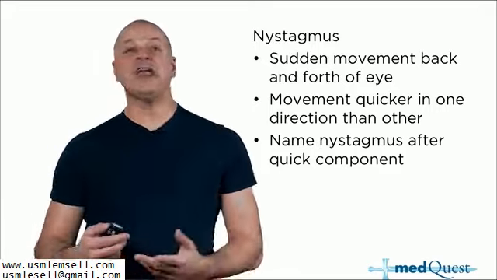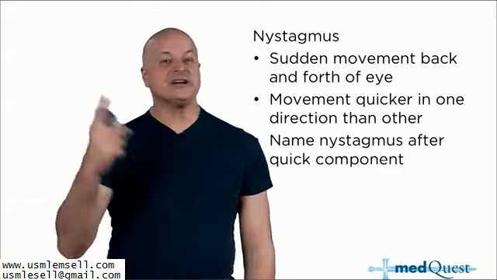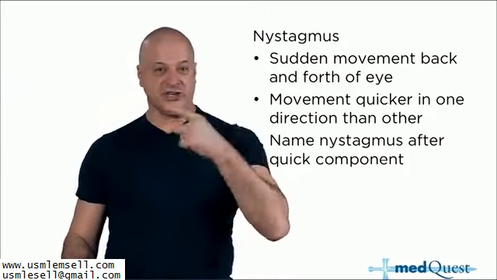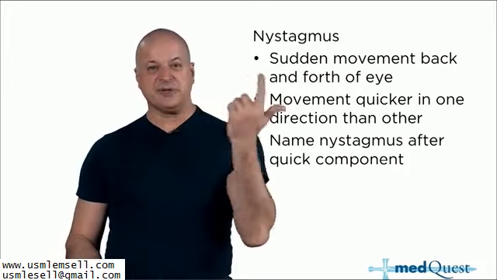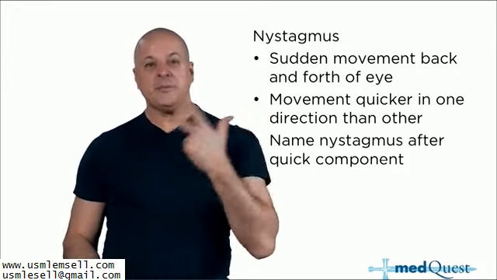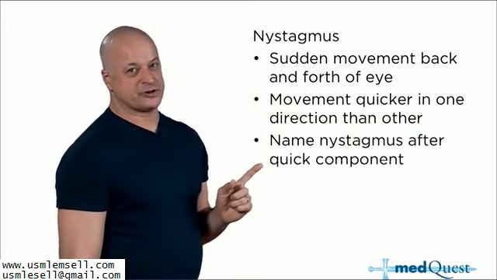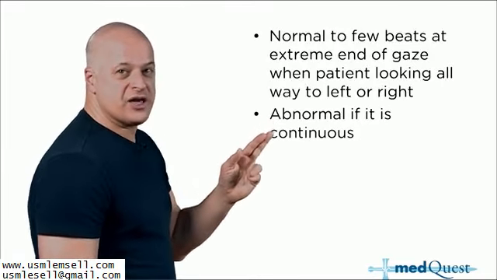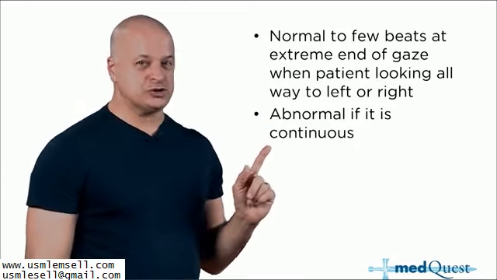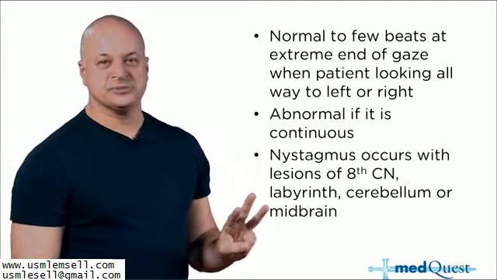Nystagmus can be a sign of phenytoin toxicity and drug toxicity. Nystagmus can be a sign of inner ear problems. Benign positional vertigo does it. Perilymph fistula does it. Labyrinthitis, vestibulitis, Meniere's. Anything that's affecting the inner ear or cerebellum causes nystagmus. A few beats is normal one way or the other. However, if it continues, think labyrinthitis, vestibulitis, cerebellar problems.